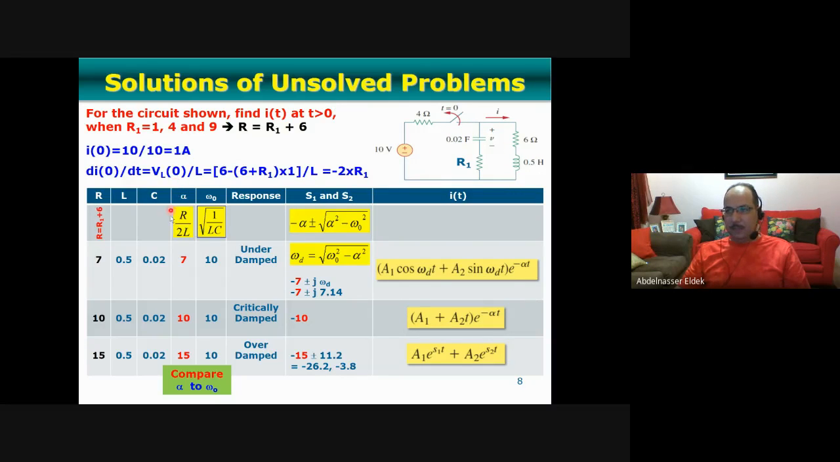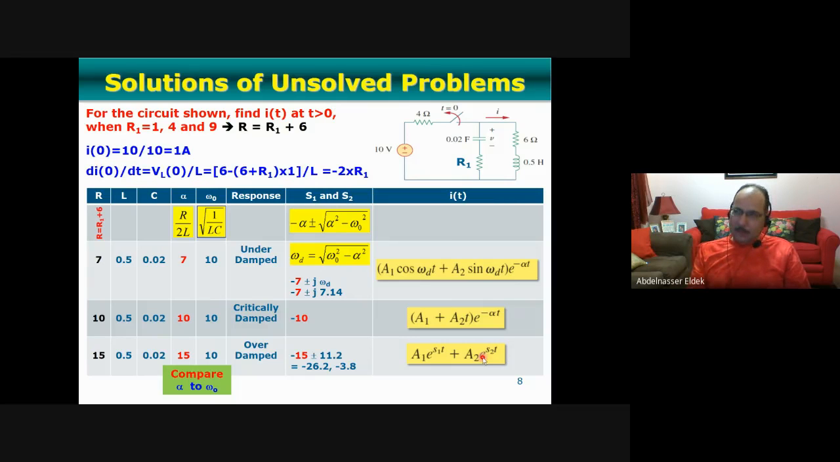You calculate alpha using this equation, R over 2L, and omega 0 is 1 over the square root of LC. Then you compare alpha with omega 0. If alpha is less than omega 0, then it is underdamped, and this is the equation. Then you just need to calculate omega d, and you know alpha already. Here omega d is 7.14. If they are equal, then it is critically damped, so this will be the equation for i of t. And if alpha is more than omega 0, then it is overdamped, and this will be the equation.